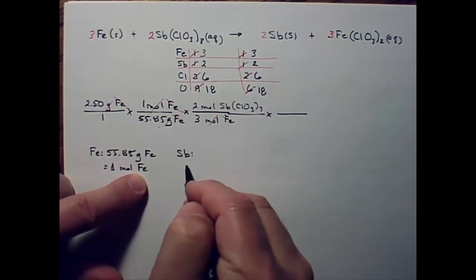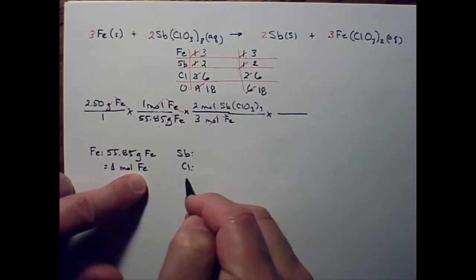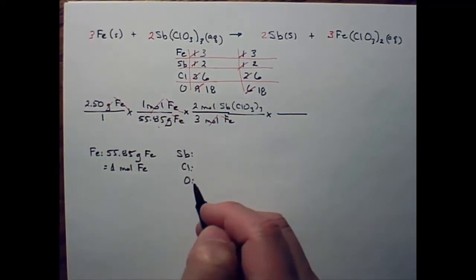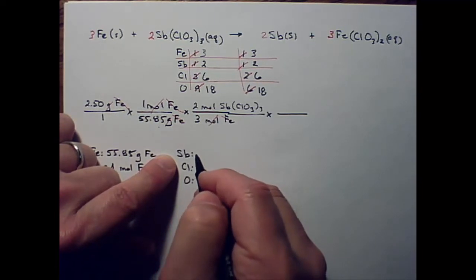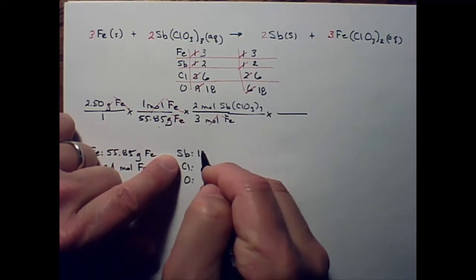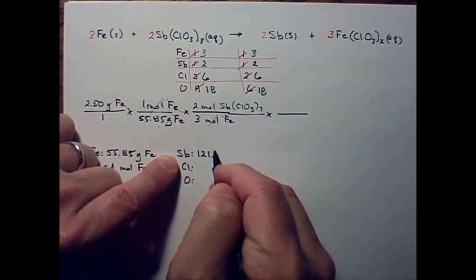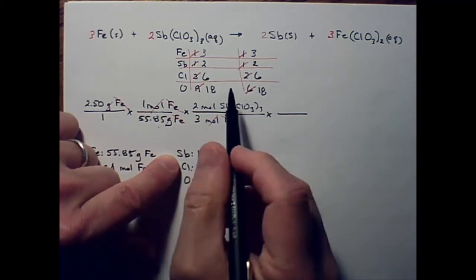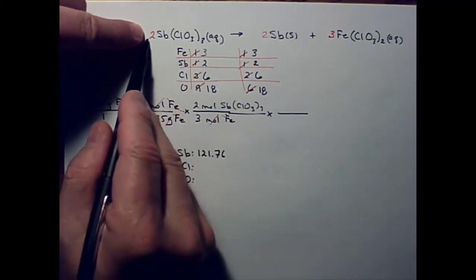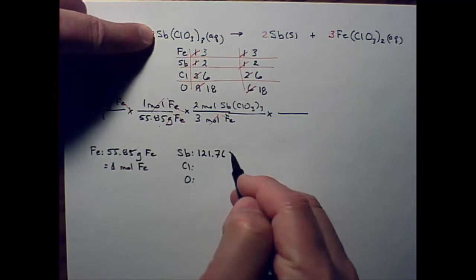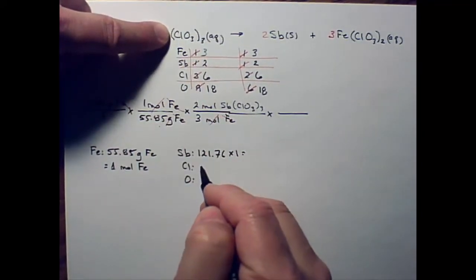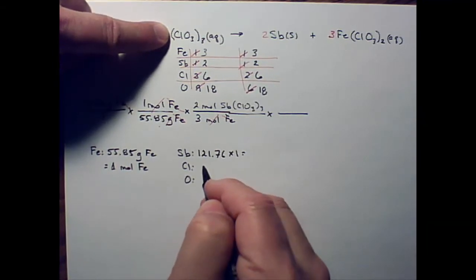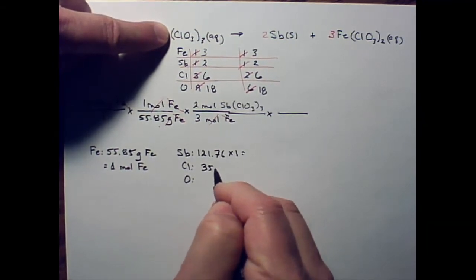So we have to write down the elements here just so we can keep up with everything. Sometimes there's so much going on, it's hard to keep up. The atomic mass on your periodic table for this class for antimony is 121.76, and the formula, just the formula, not the coefficient, has 1 antimony. There's 3 chlorines, and the atomic mass for chlorine on your periodic table is 35.45.